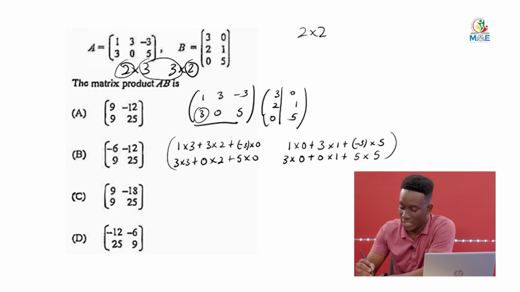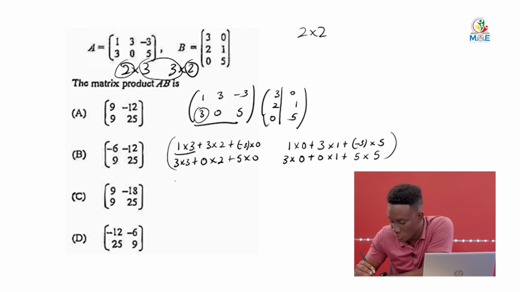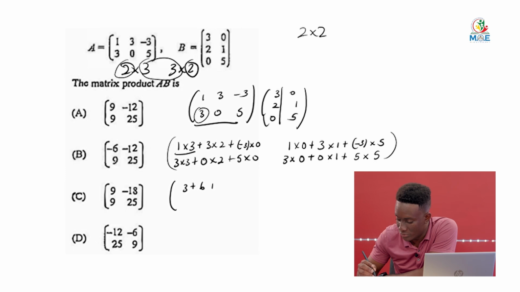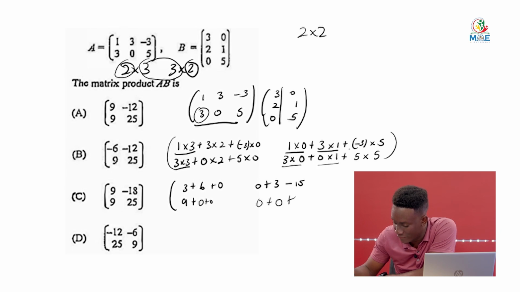And then when I work this out, I will have 1 times 3 would be 3, plus 2 times 3 would be 6, -3 times 0 would be 0, so plus 0. So 3 times 3 is 9, plus 0 times 2 is 0, 5 times 0 is 0, so 0 plus 0. On top here, 1 times 0 is 0, plus 3 times 1 will give me 3. And -3 times 5 would be plus -15. So these will combine and turn into a -12. So 3 times 0 is 0, plus 0 times 1 is 0, plus 5 times 5 is 25.